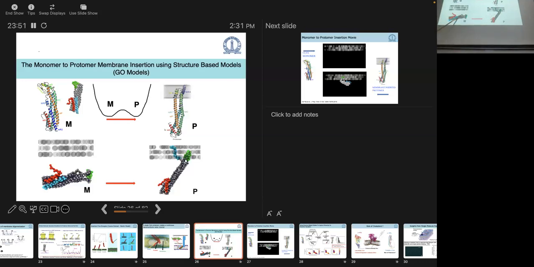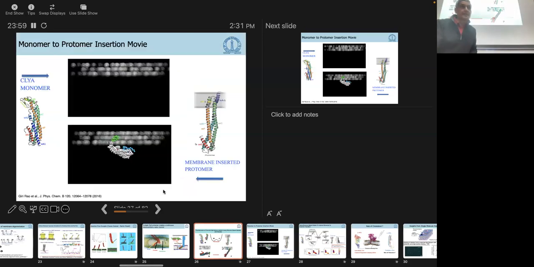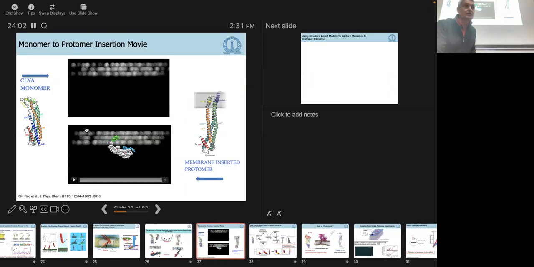The idea is, can you go from this state to this state? There's no solvent, right? So it's just the structure that's built in. Hence they're known as structure-based models. So let me show you how this works.